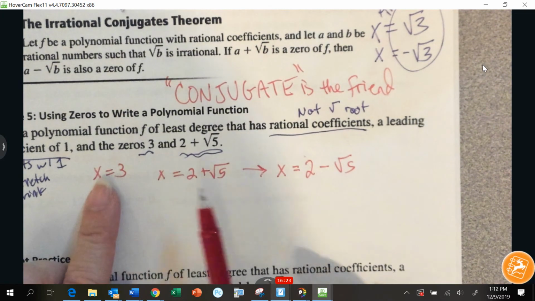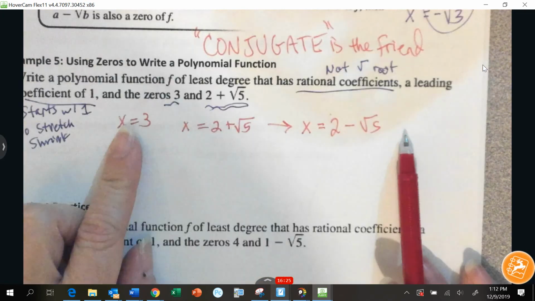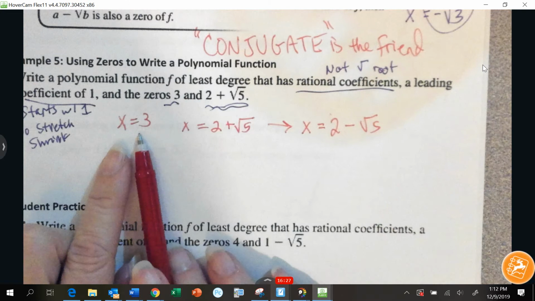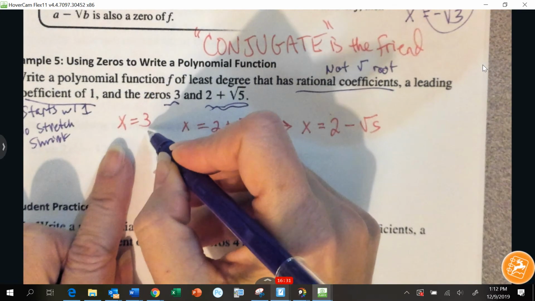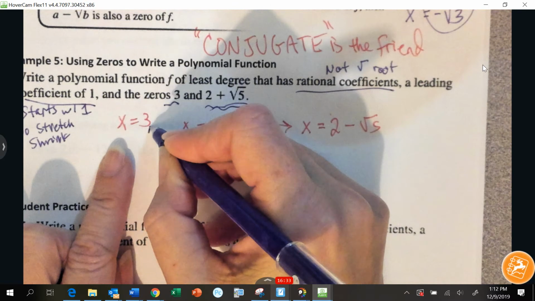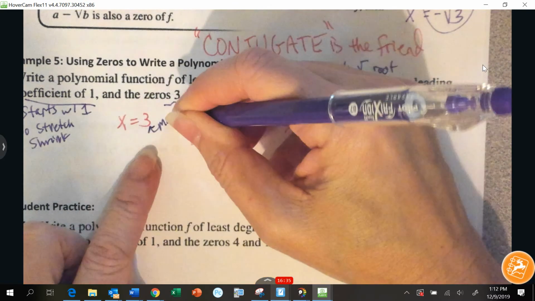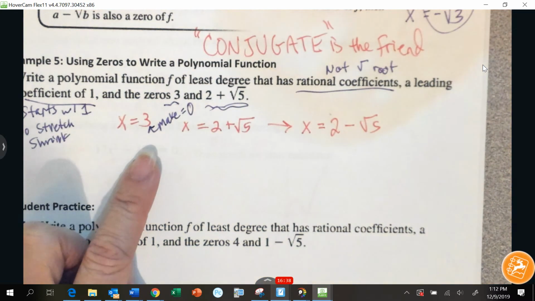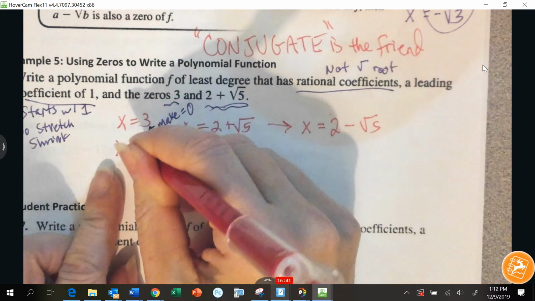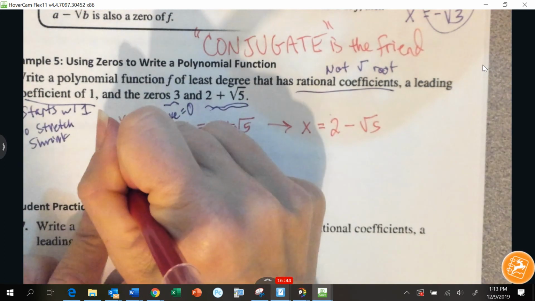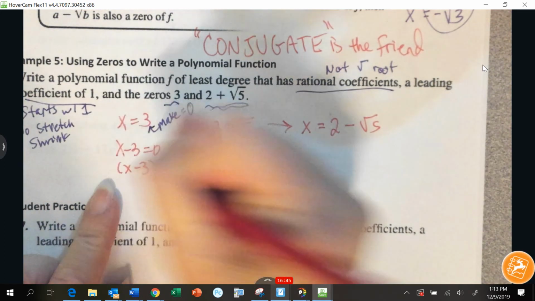We're going to turn these into factors. You guys already know how to turn them into factors. I've taught it. Why are we doing that? Because we're trying to make this equal to 0, so we're going to subtract 3. We get x minus 3 equals 0. That means the factor is x minus 3. There's that factor.